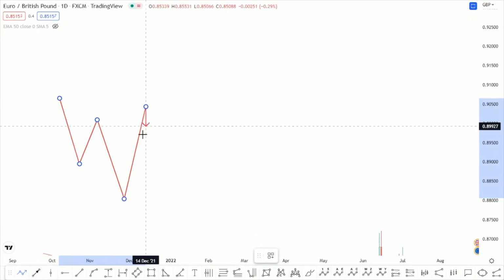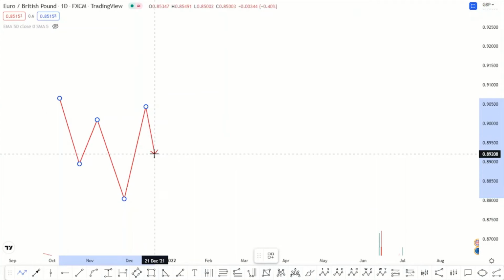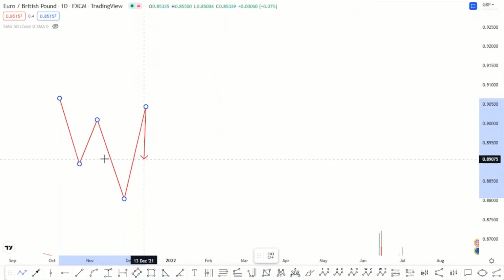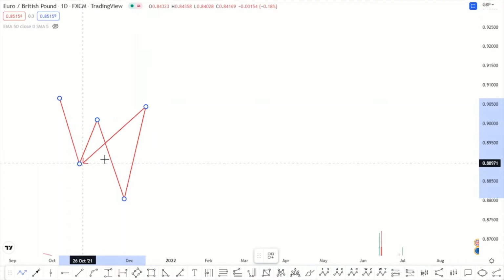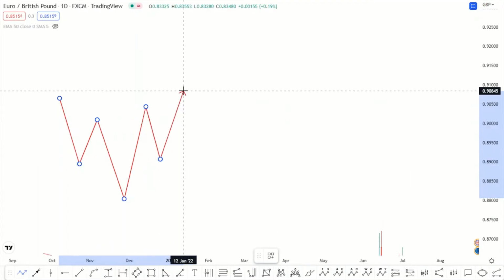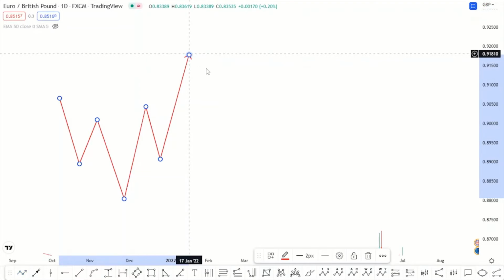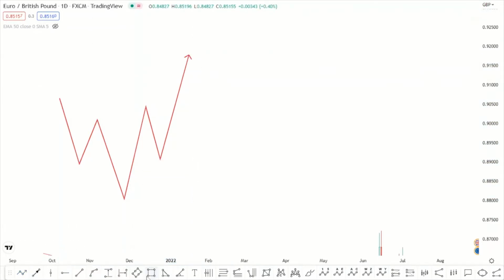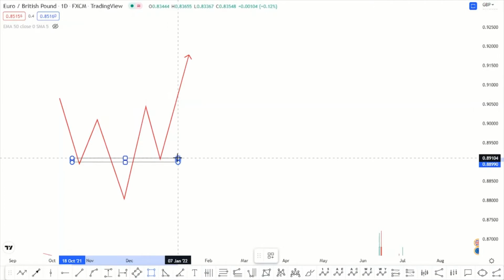So where can you find some support where you can buy and then go higher? So obviously it is this point right over here, right? So maybe you buy over here and then you ride this bullish trend. So it is something like this, right? This is your support over here.